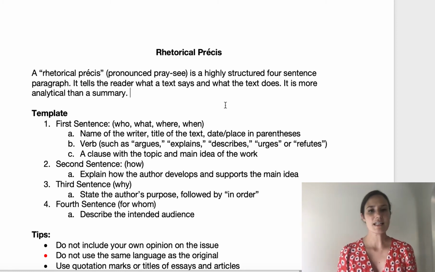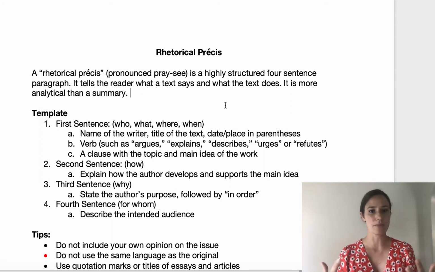In the third sentence, you're focused on the why. So what is the writer's purpose? What is the intended purpose? And usually that will contain an in order. So the writer does such and such in order to. In other words, why is the writer writing this? And you're going to have to read between the lines a little bit to think about why the author is writing the article.